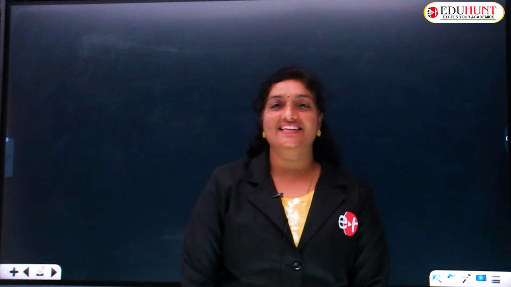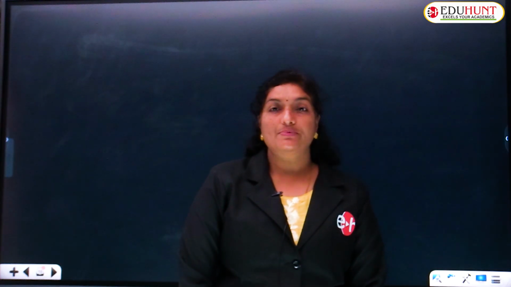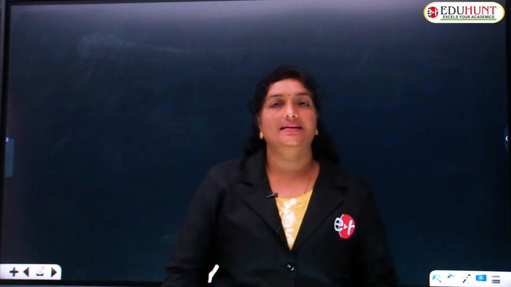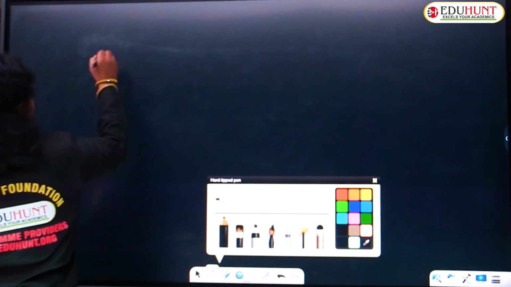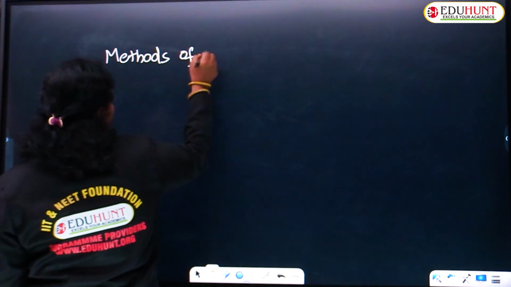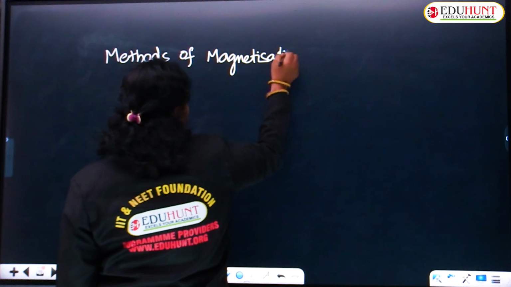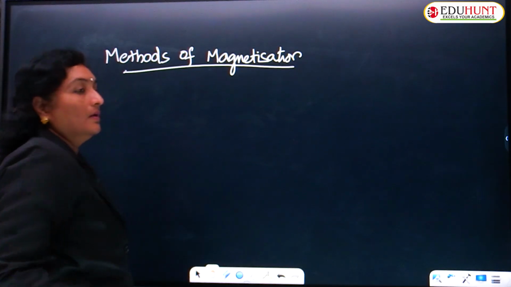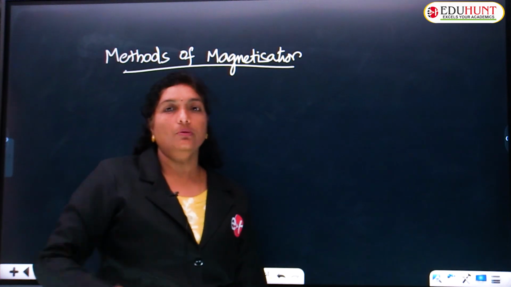In today's class, let us discuss in detail regarding the methods of magnetization, demagnetization and the types of magnets. Okay, so let us discuss one after the other in detail. So first of all, methods of magnetization. Any magnetic material can be magnetized with the help of a few methods.